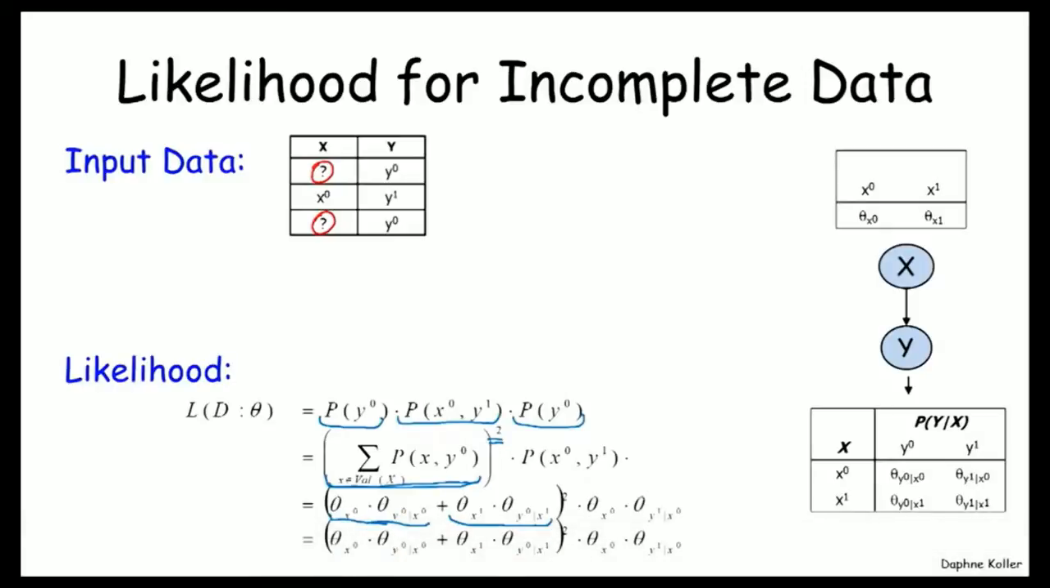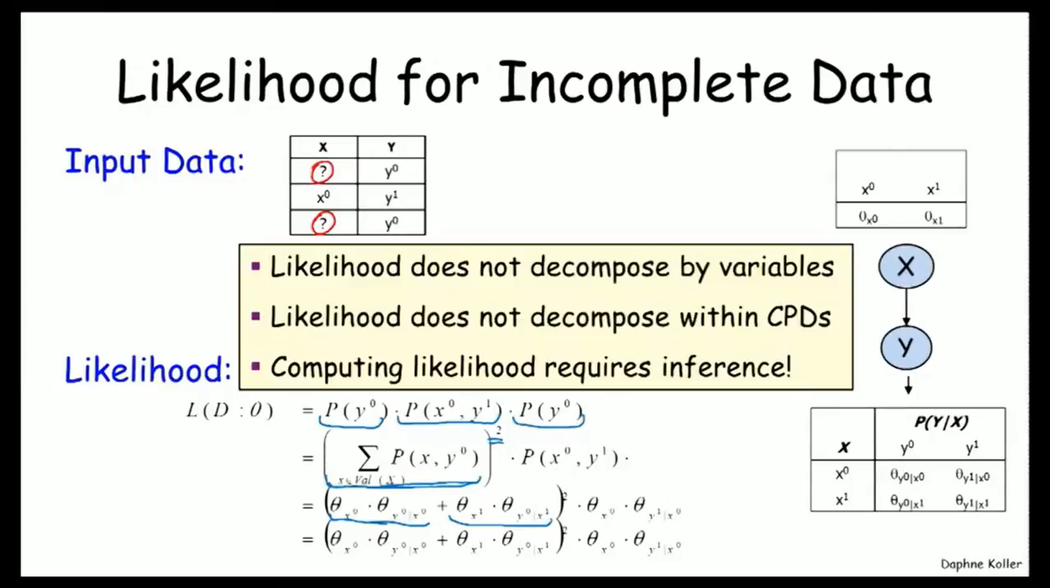And the important observation about this expression is that it is not a product of parameters in the model, which means we cannot take its log and have it decompose over parameters as a summation, because a log of a summation doesn't decompose. And so that means that our nice decomposition properties of the likelihood function have disappeared in the case of incomplete data. It does not decompose by variables.